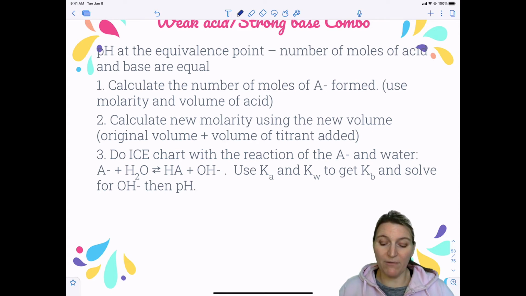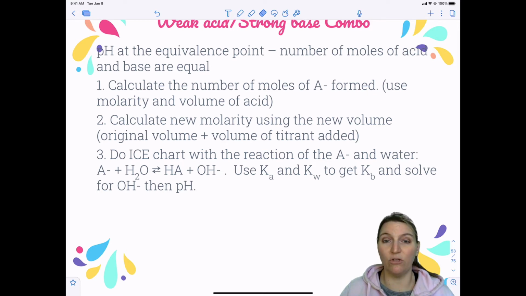The next type of problem is the pH at the equivalence point. When we're at the equivalence point, the moles of base that I've added is equal to the moles of weak acid that I started with. So the only thing that's actually in solution that could affect the pH is the conjugate base. So I basically need to do an ICE chart with the molarity of the conjugate base and the Kb.